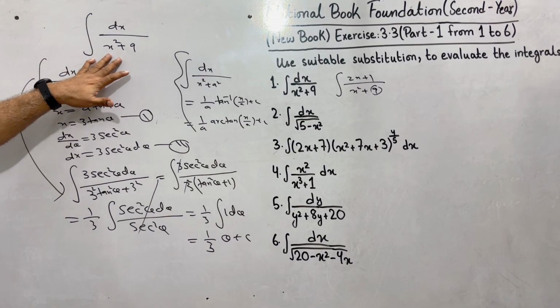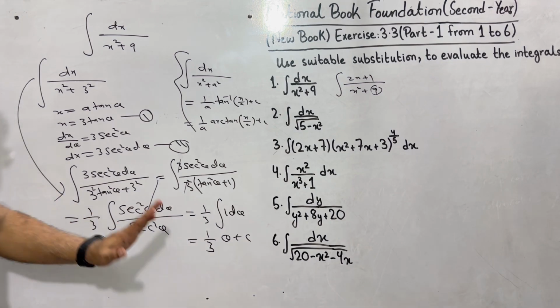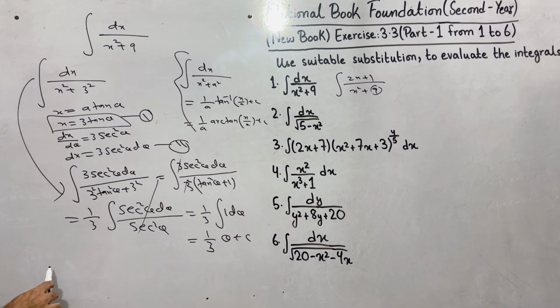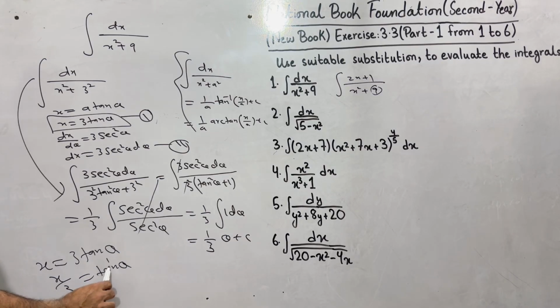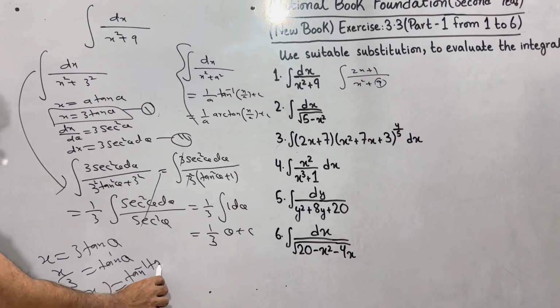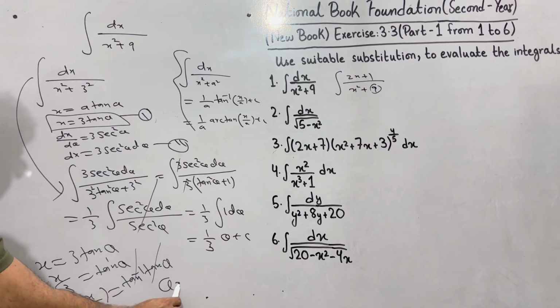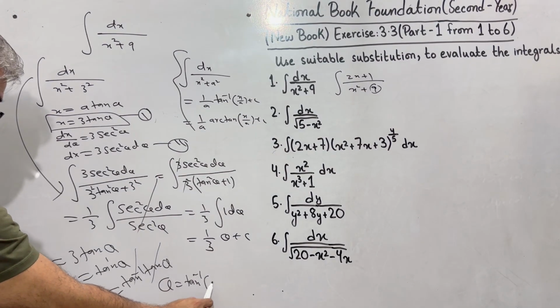Actually, our variable is x, and now we are wandering in theta. We put the value back here. From x is equal to 3 tan theta, solve for theta: shift 3 here, it becomes x over 3 equals tan theta. In order to get rid of tan, introduce tan inverse on both sides: tan inverse of x over 3 is equal to tan inverse tan theta. They cancel out, so theta is equal to tan inverse of x over 3.